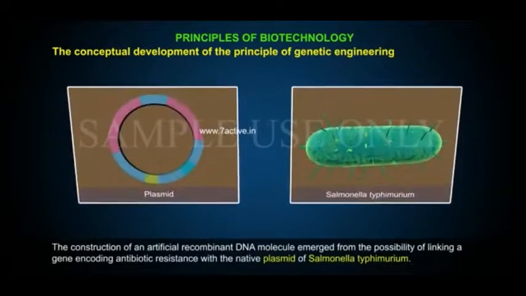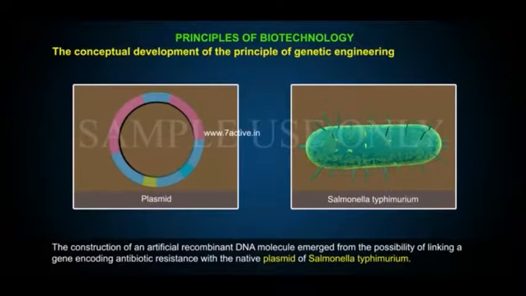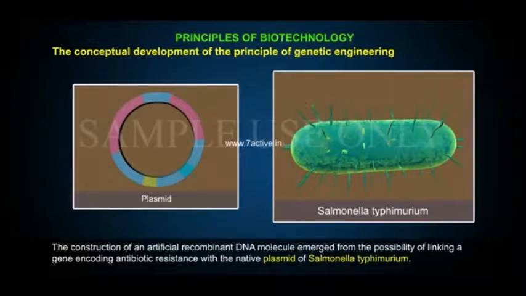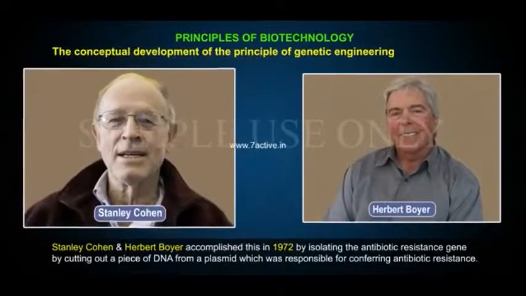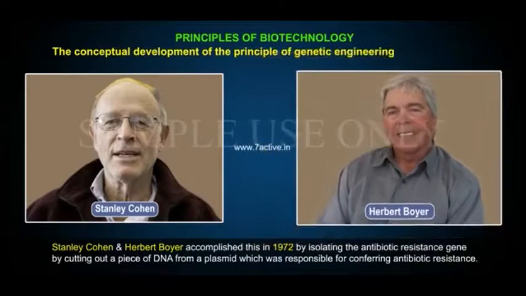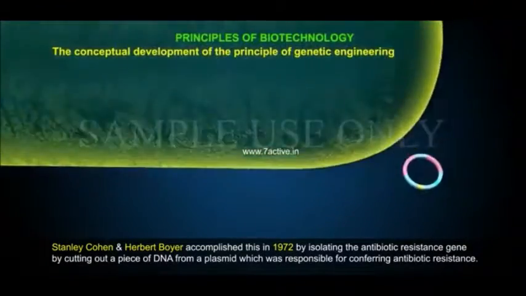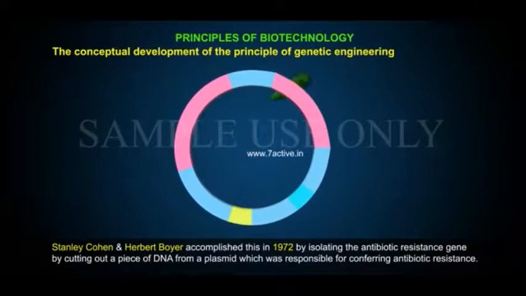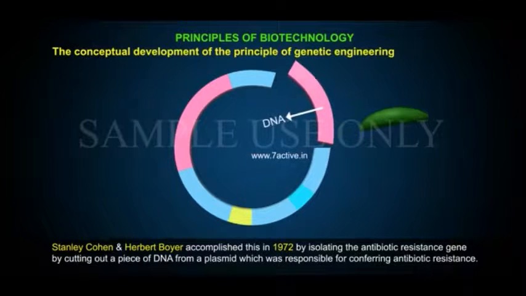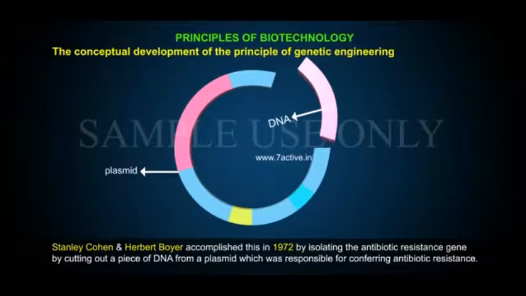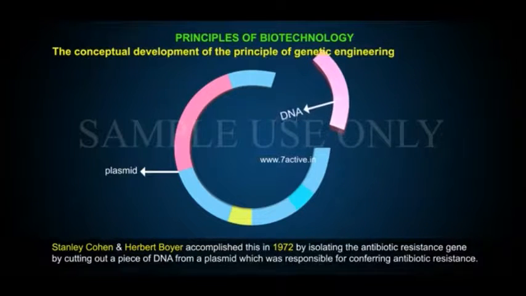The construction of an artificial recombinant DNA molecule emerged from the possibility of linking a gene encoding antibiotic resistance with the native plasmid of Salmonella typhimurium. Stanley Cohen and Herbert Boyer accomplished this in 1972 by isolating the antibiotic resistance gene by cutting out a piece of DNA from a plasmid which was responsible for conferring antibiotic resistance.